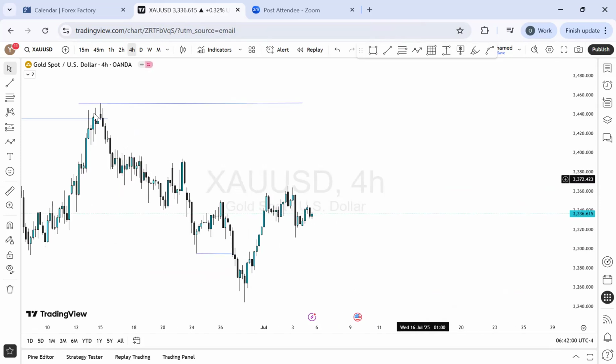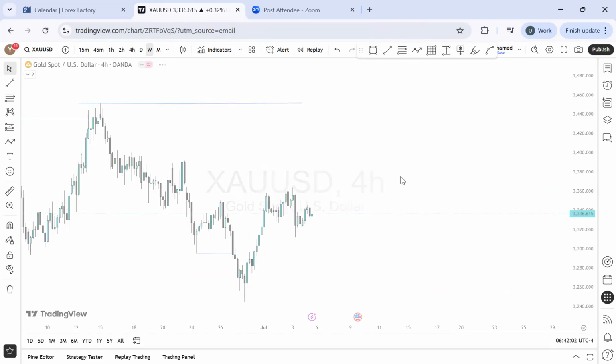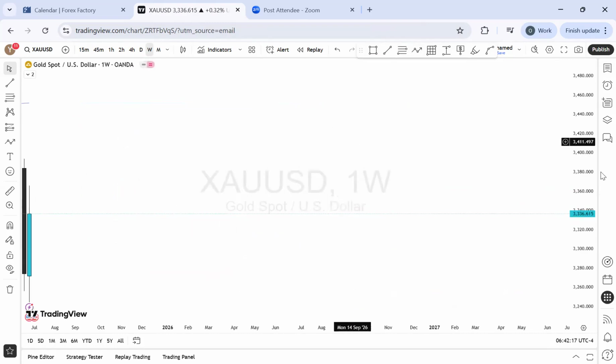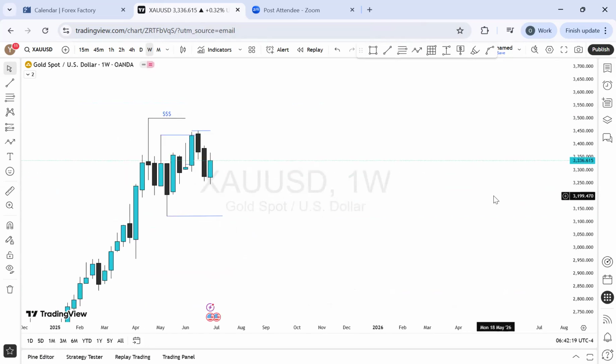So this is 4 time frame. Let's start from the weekly on gold and let's see what we have. On the gold here, we have the weekly time frame, but it's not loading yet. The network, I guess. I don't know why. Sorry, it's my network. Okay, we're there. All right, this is gold.